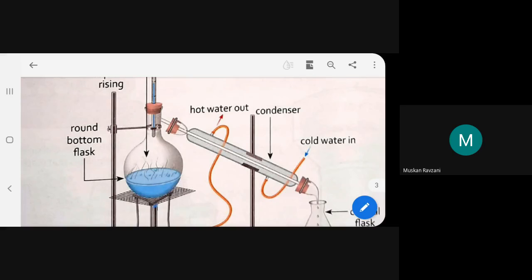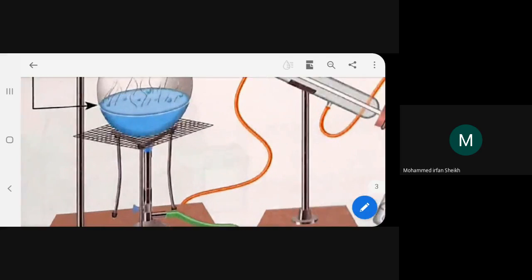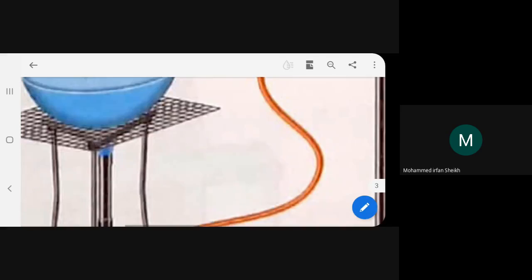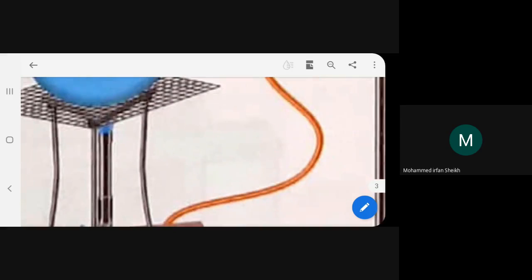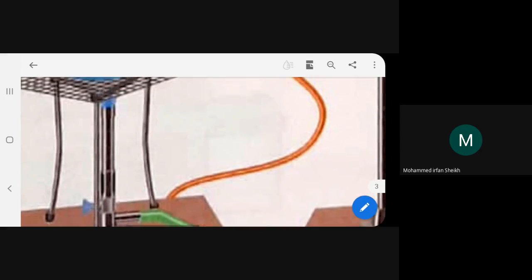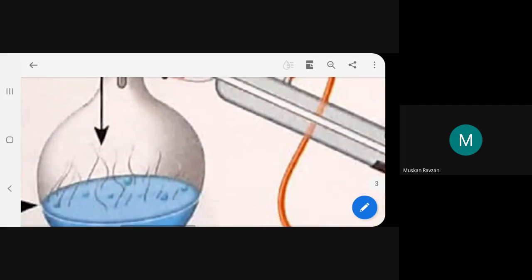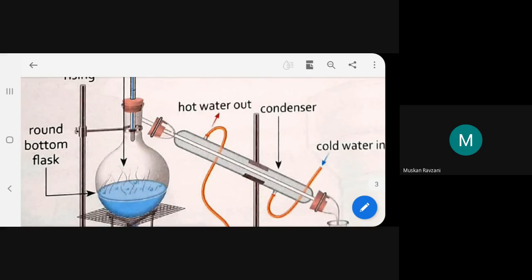Inside that round bottom flask, water is present. Can you see that, beta? Yes, ma'am. Okay, so from the below part, from here, the water which is present in the round bottom flask gets heated. Because of that heat, the water present in this flask will start changing itself from the liquid to the gaseous form, meaning from water to water vapor. You understand it? Yes, ma'am.